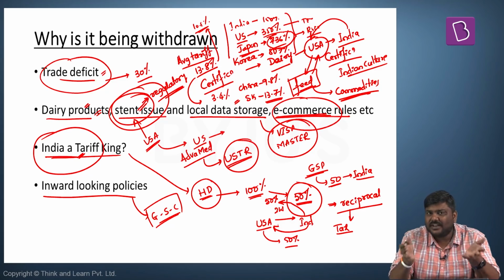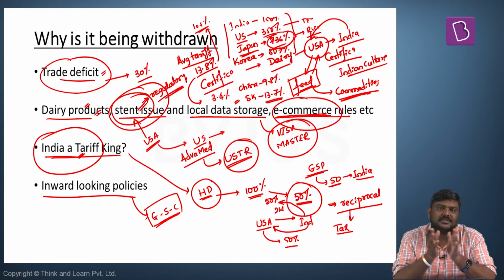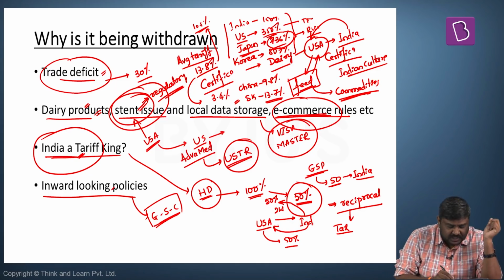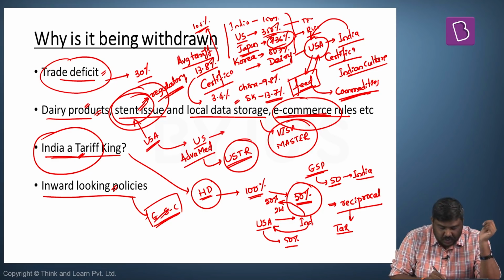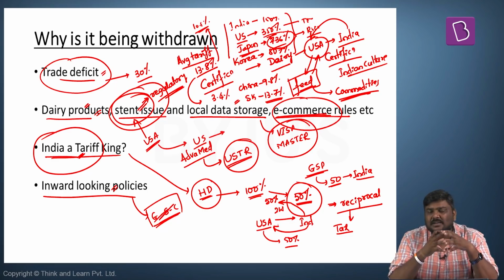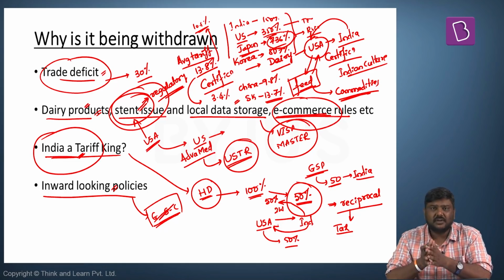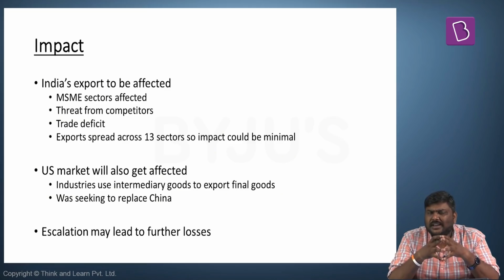So to produce a final good, we will use the imports from multiple countries. This is a basic example of a global supply value chain system. These kinds of policies by the USA are counterproductive to this kind of global supply chain value system. So these are some of the reasons why the US government has decided to withdraw the GSP status given to India. Now, what is the likely impact of this particular decision of the US?